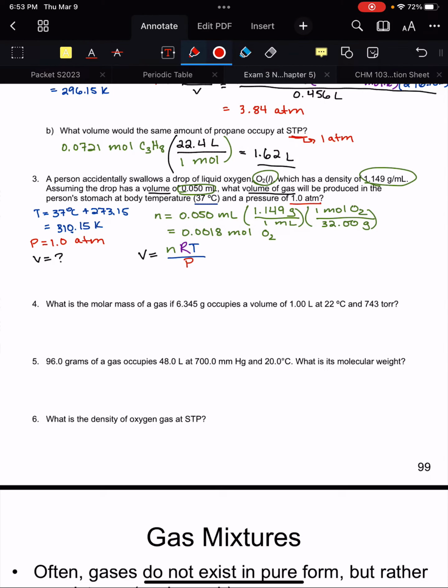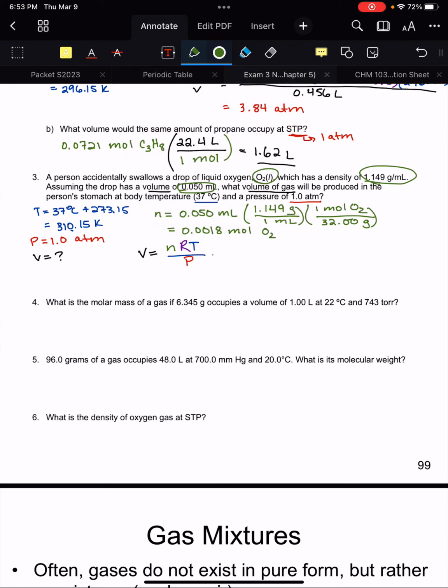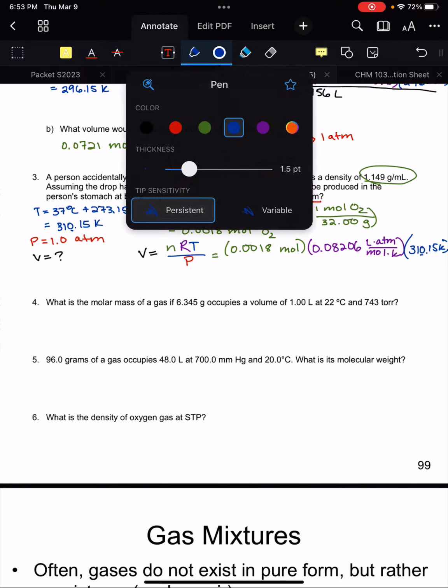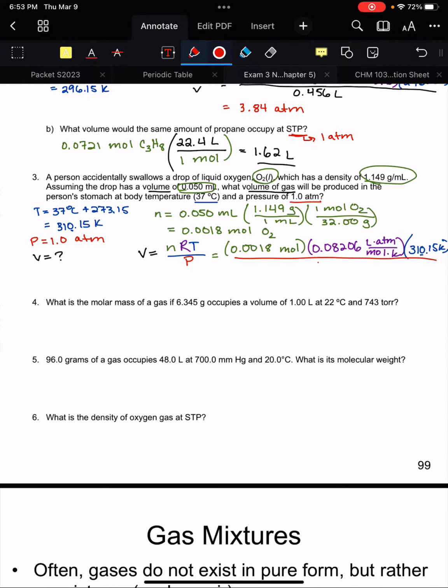So let's plug in everything we know. We know that the moles is 0.0018 moles. We know the R value is a constant, 0.08206 liters times atmospheres over mole Kelvin. And we know that the temperature is 310.15. And I underlined the 0 to remind us that we have 3 sig figs. And then our pressure is 1.0 atmospheres.